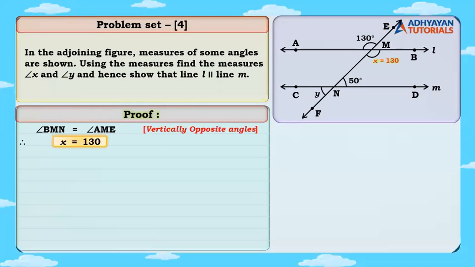Okay, the presentation, children, has to be angle CNF is equal to angle MND, vertically opposite angles, and therefore we state that y is equal to 50 degrees, right? Now x and y are found. Using those values, we need to state whether the lines are parallel or not.